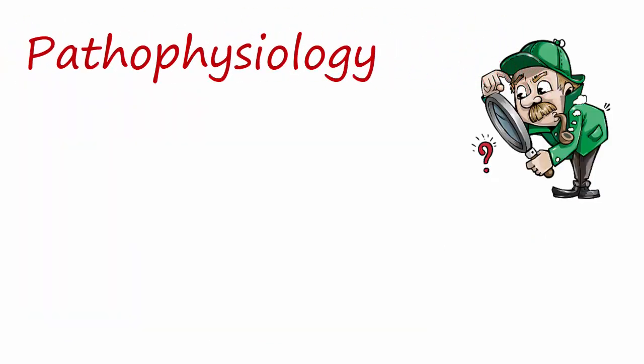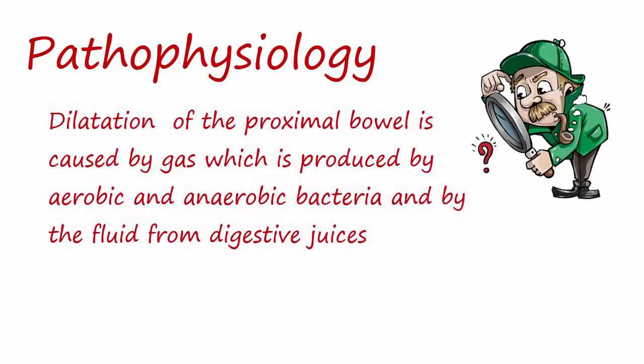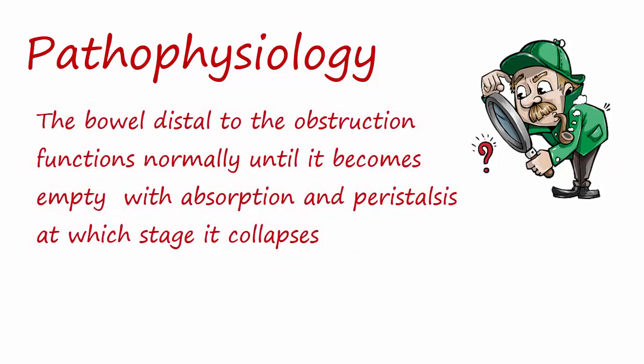Pathophysiology. In mechanical obstruction, the bowel proximal to the point of obstruction initially increases peristalsis to relieve the obstruction, but eventually becomes dilated, which reduces peristalsis. This causes paralysis of the proximal bowel. Dilatation of the proximal bowel is caused by gas, which is produced by aerobic and anaerobic bacteria and by the fluid from digestive juices. The bowel distal to the obstruction functions normally until it becomes empty, with absorption and peristalsis, at which stage it collapses.